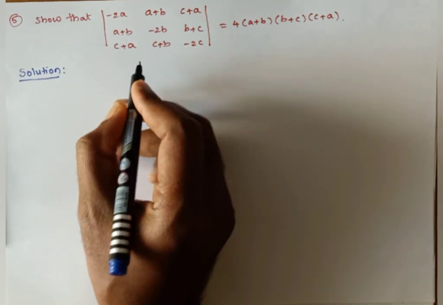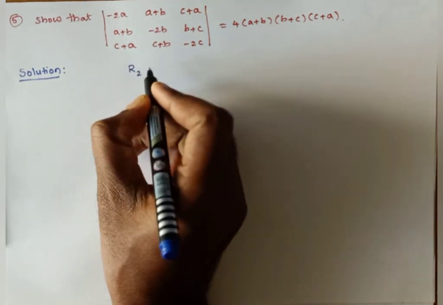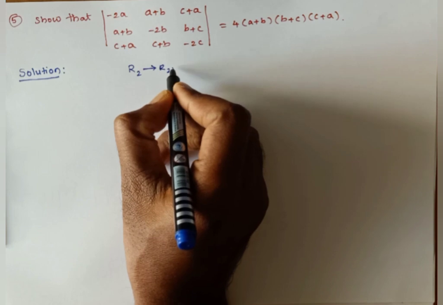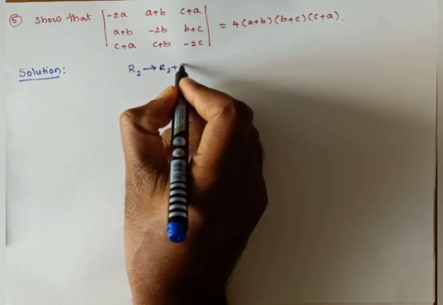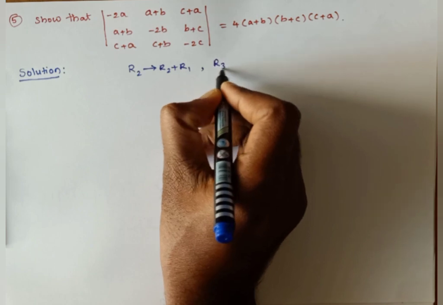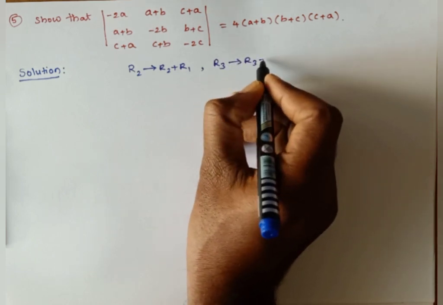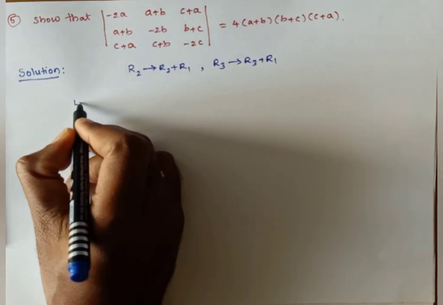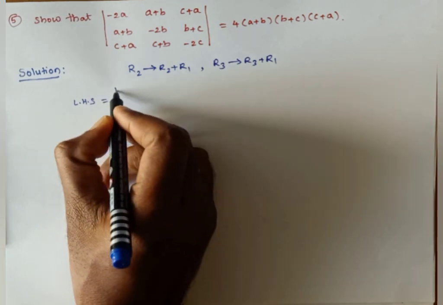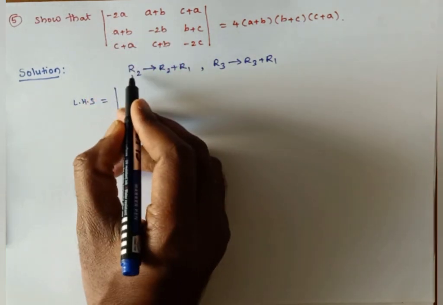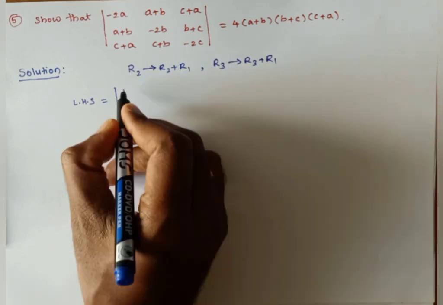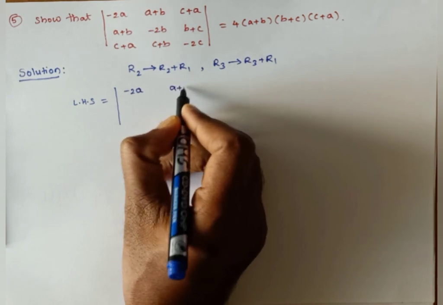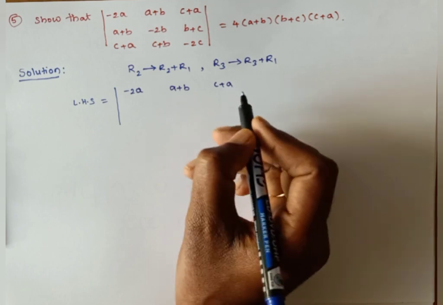See, here I am applying the row operation by changing R2 and R3 like this. R2 is changing to R2 plus R1, and similarly R3 also to R3 plus R1. Just apply these two operations for row 2 and row 3. Then the left hand side of the given problem changes to, no change in row 1, we are applying only for row 2 and row 3. So row 1 is as it is, minus 2A, A plus B, and this is C plus A.